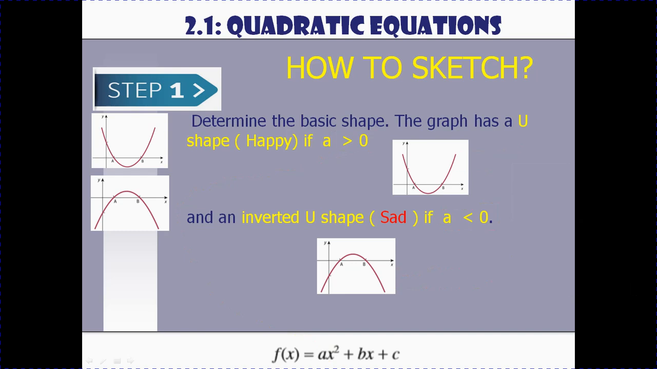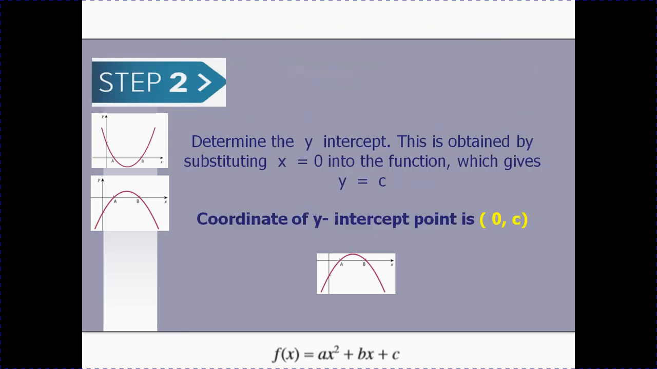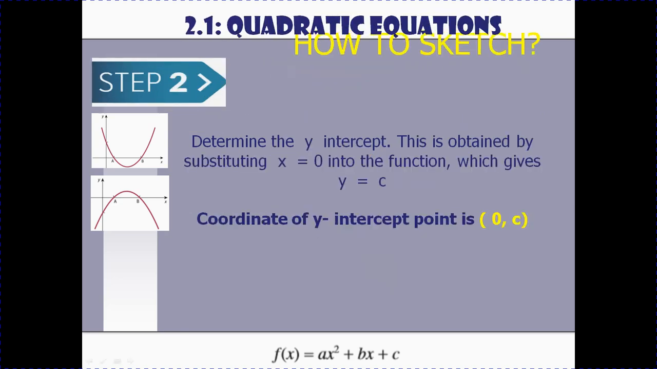So this is the first step. First step, we have to determine, is it up or down? Is it U, happy, or inverted U shape and sad? So this is step number one. Step number two, determine y-intercept. We said we have many key points we have to take into account. So step number two, after we determine the shape is U or inverted U, up or down, happy or sad, we will go to y-intercept.